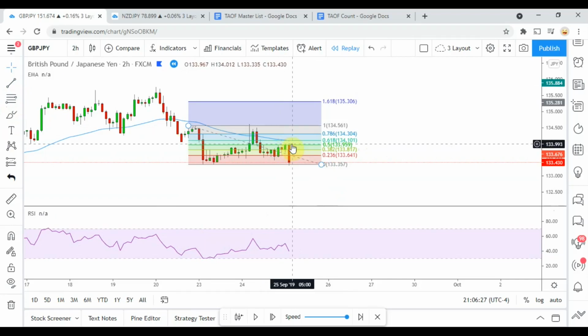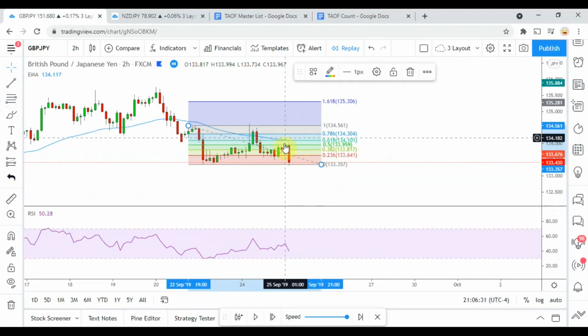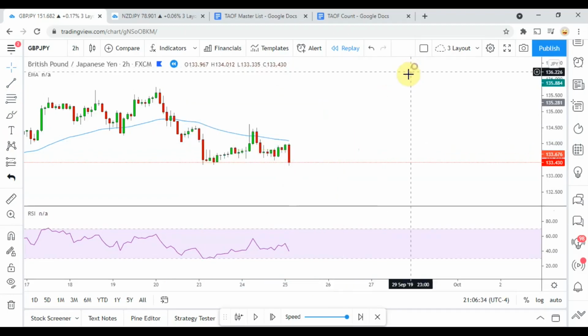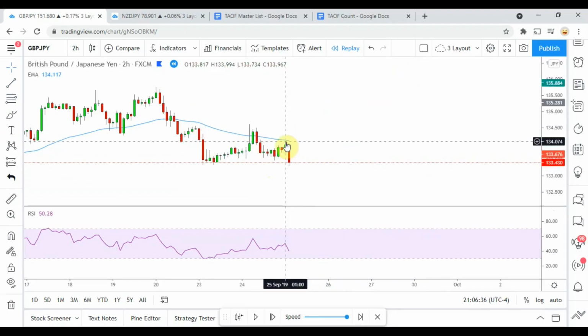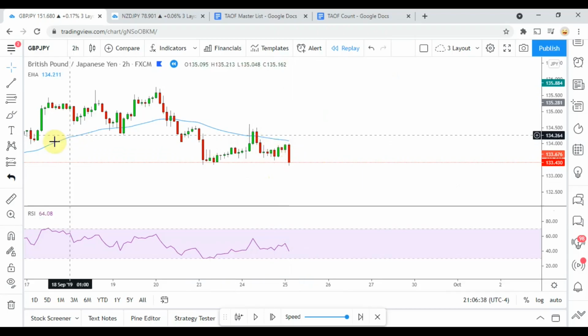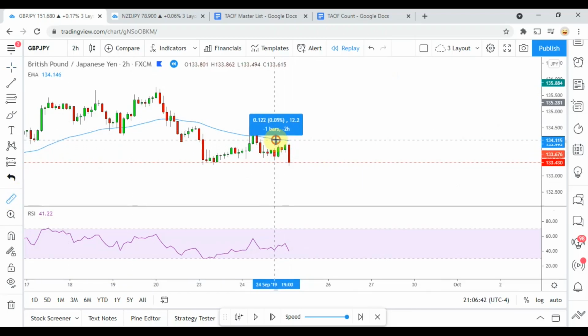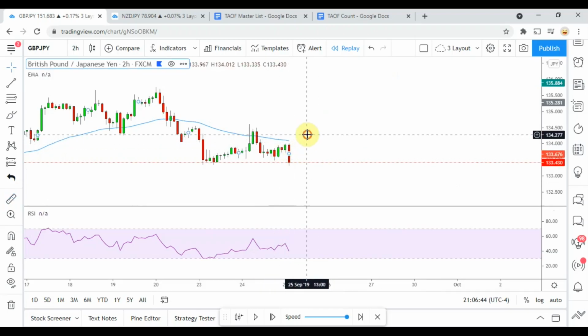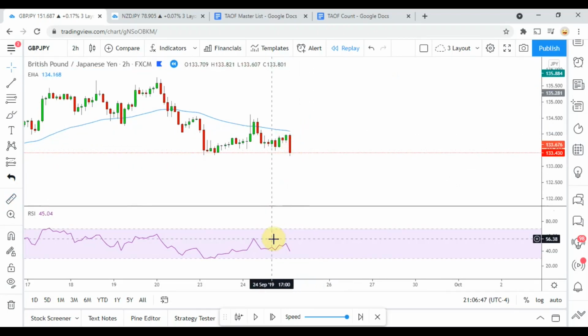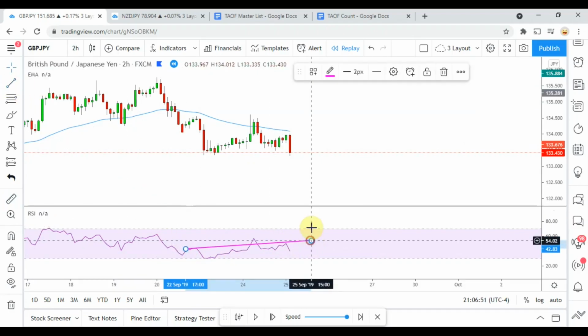You can see that this little retracement right here gets really close to, or barely touches, the 50% retracement. It hasn't quite hit the EMA, but that's okay. As long as it's within 15 pips, I consider that close enough. And then we have the divergence down here at the bottom.